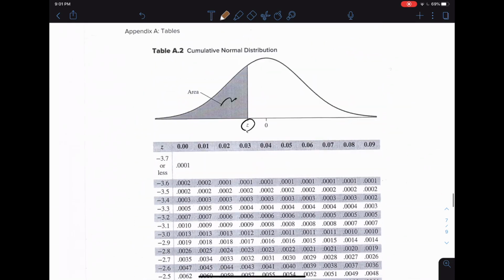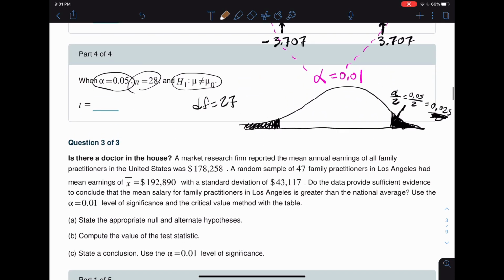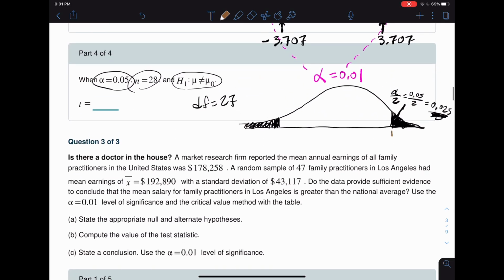2.052. So the critical value is 2.052, and the other one is negative 2.052. So the answer is plus or minus 2.052.